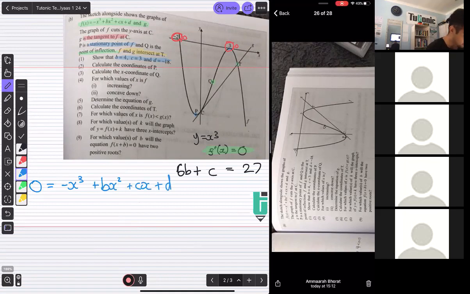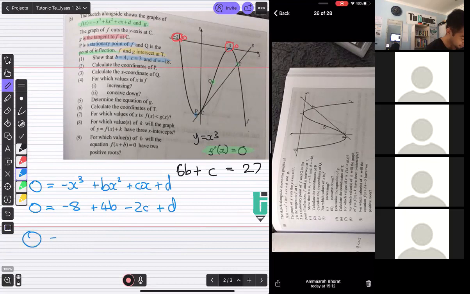And we know that this occurs when x is -2. So naught equals minus, yeah, which is -8, plus 4b, plus, no, minus 2c. And then the other one?